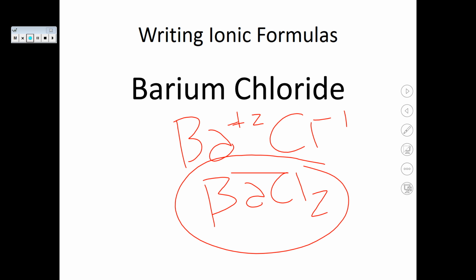Okay, and that is where we will end for today. Now, in the next set of notes, what you will see is we are going to do writing ionic formulas again. But if you have a transition metal, there's something a little extra you have to add. And if you have a polyatomic ion, we'll talk about how to write the formulas for those as well. So this is only if you have a normal binary, normal group 1, group 2, group 3 metal, and a normal non-metal.